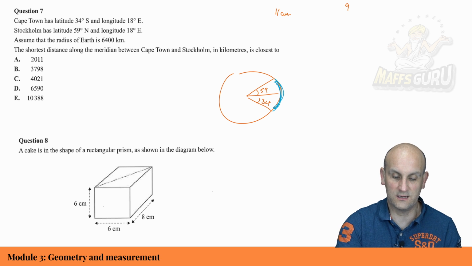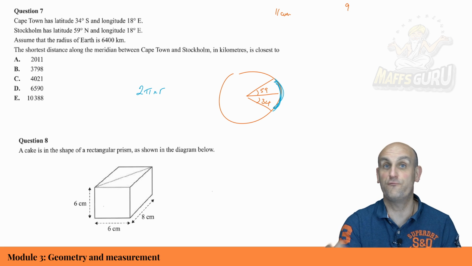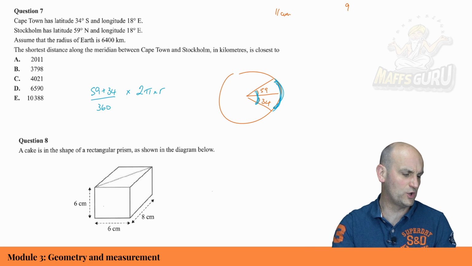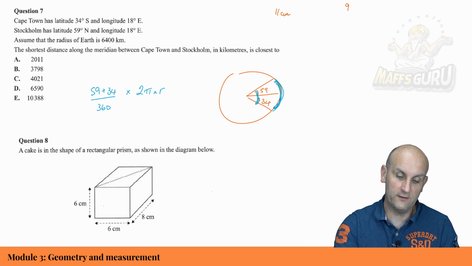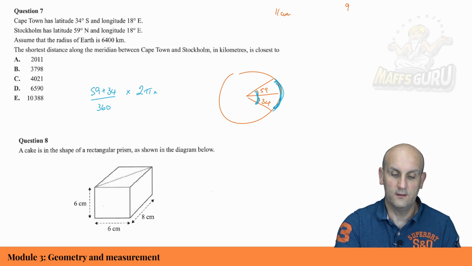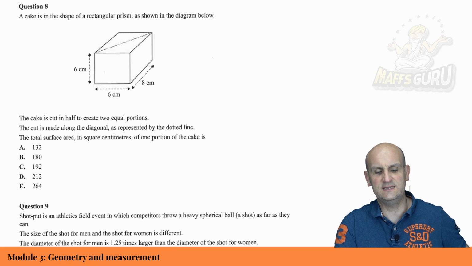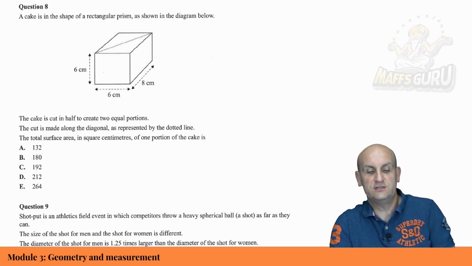We know the circumference of a circle is 2 times pi times r, but I've only got a fraction of that circle. And what fraction have I got? Well, I do 59 degrees plus 34 degrees divided by 360 degrees, so 360 degrees in a whole circle. And again, putting that into my calculator and bearing in mind R, they tell you, is 6,400, out came 10388.